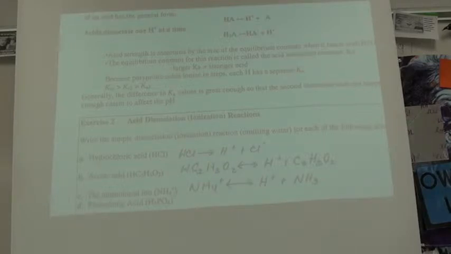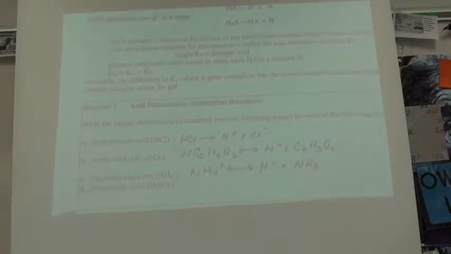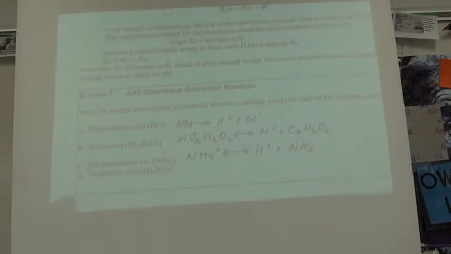Phosphoric acid is triprotic. What does that mean? It has 3 labile protons. 3 labile protons. They dissociate one at a time. One at a time. Let's look at what that looks like. Initially, this occurs.